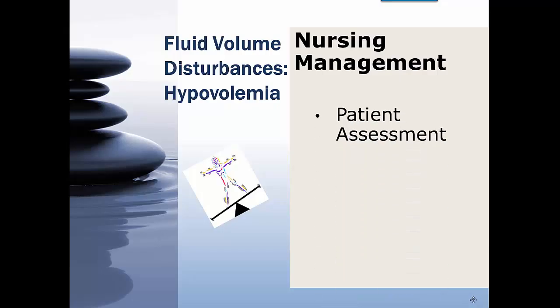Assessment, assessment, assessment. The only way you know if your patient is responding to treatments and to interventions is to reassess their status. Strict I&O, urine appearance and specific gravity. You should be looking at daily weights, vital signs obviously, skin turgor and tongue turgor, mental function, peripheral pulses, and skin are part of your nursing assessment.